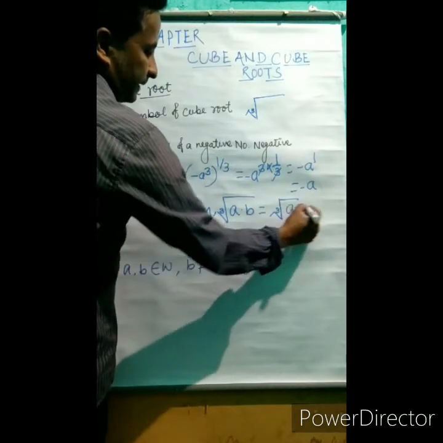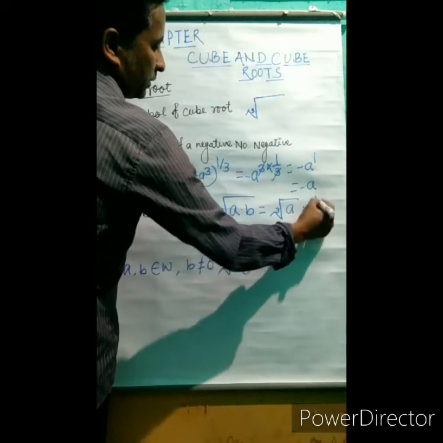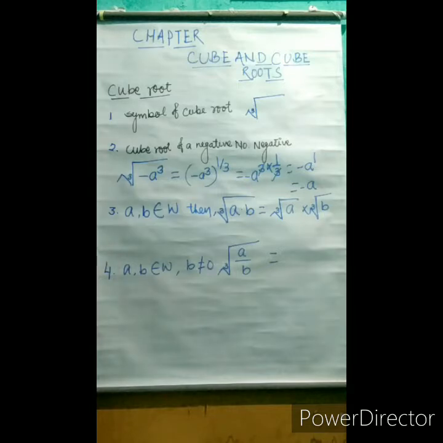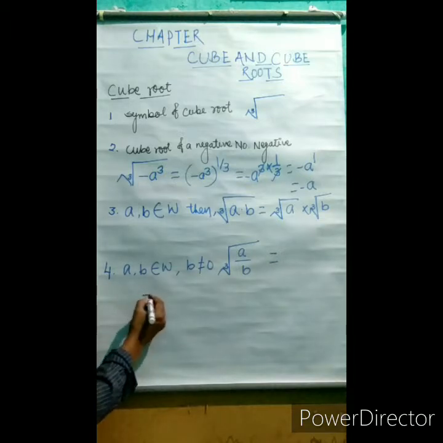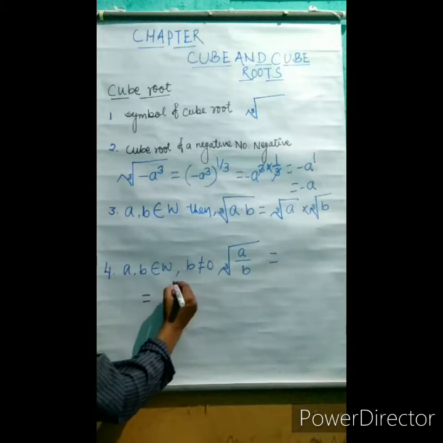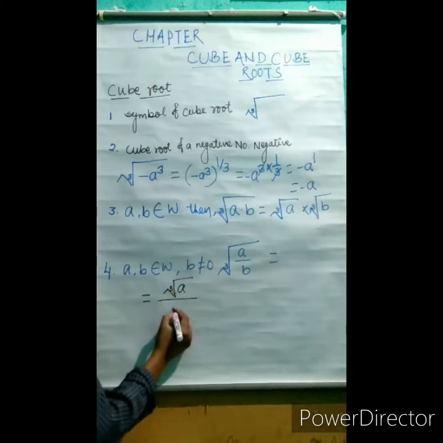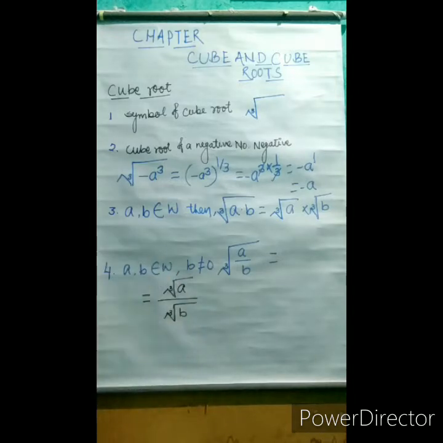Cube root of a multiplied by cube root of b. Same thing in division. If a and b are whole numbers, b is not equal to 0, and a over b is a rational number, and we have to find the cube root of the rational number a over b, we can write it as cube root of a divided by cube root of b.